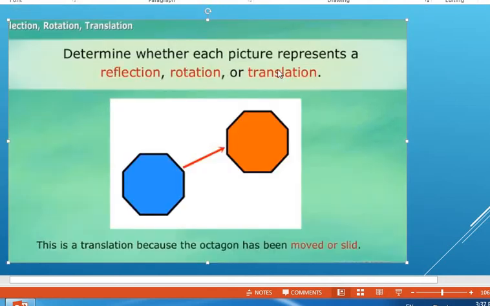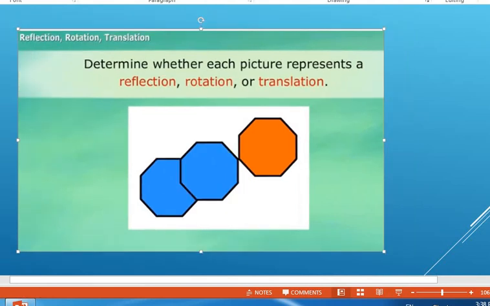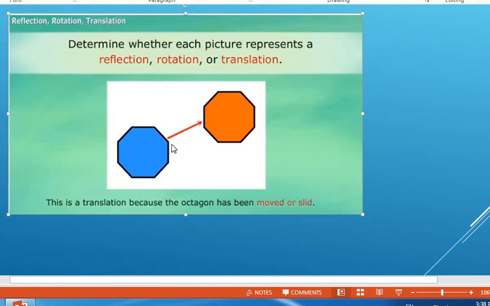Determine whether each picture represents a reflection, rotation, or translation. I have here the octagon. It is a translation, right, because the octagon has been moved or slid. This is how my octagon has moved or slid from this point to this point. This is the movement of it in this direction.